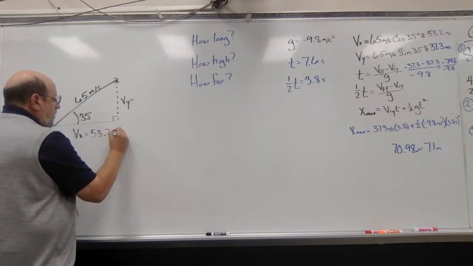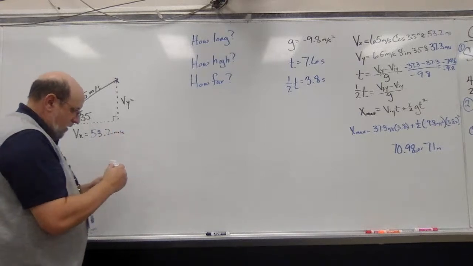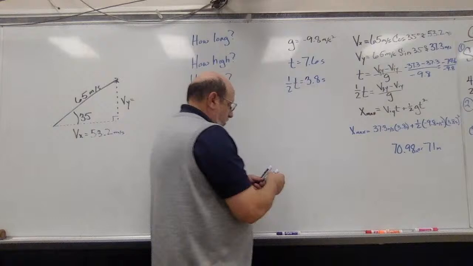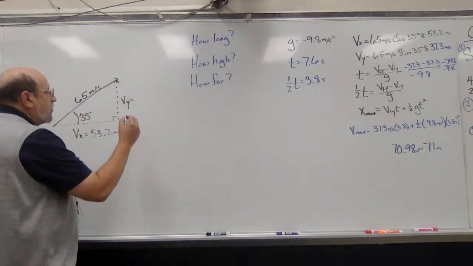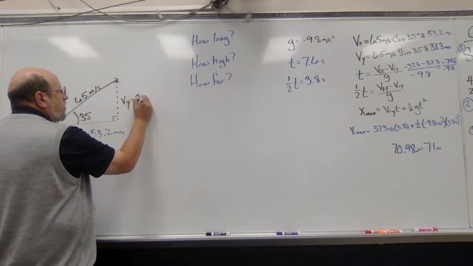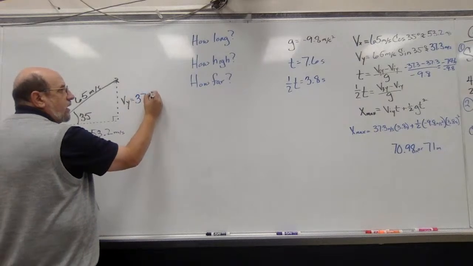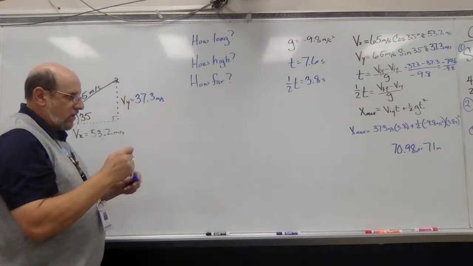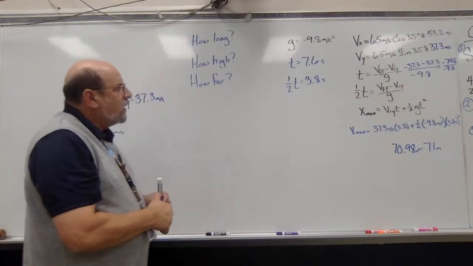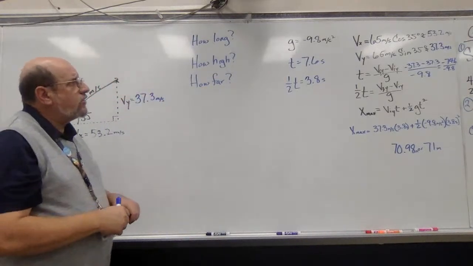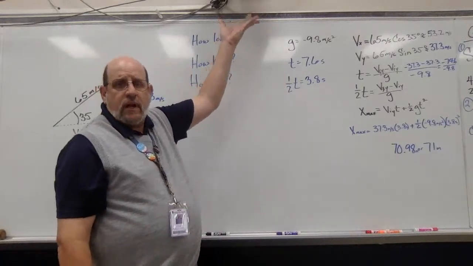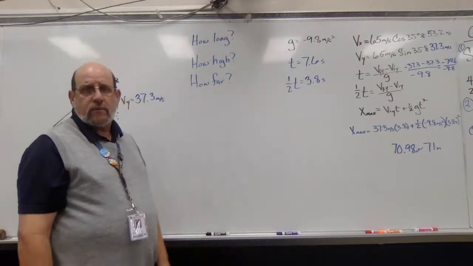2/10 meters a second. Then I do the same thing, but I use the sine of 35 to find out that this is 37 3/10 meters a second, rounded to the nearest tenth. The next thing I want to find out is how long it takes to go all the way up and all the way down.